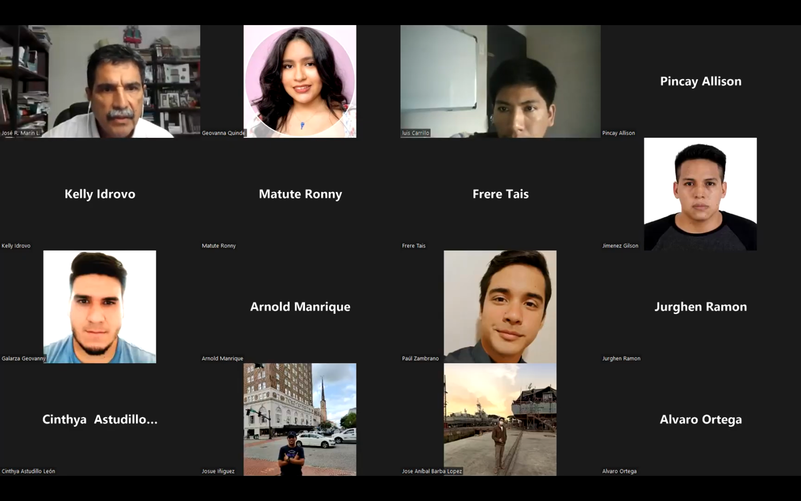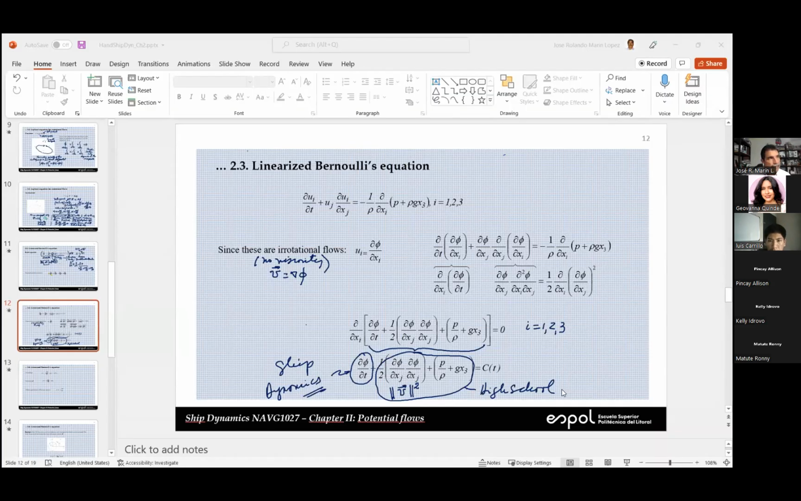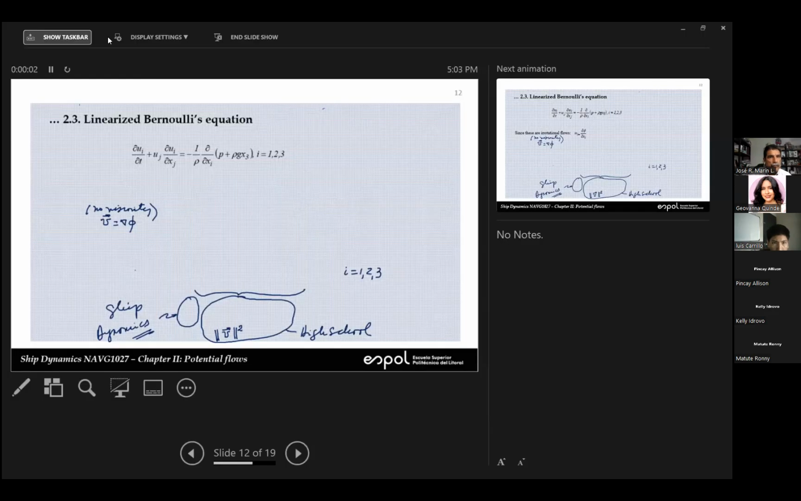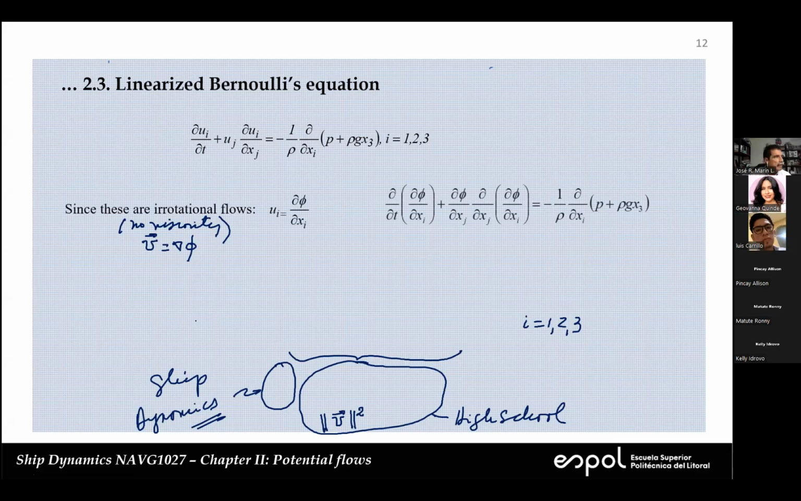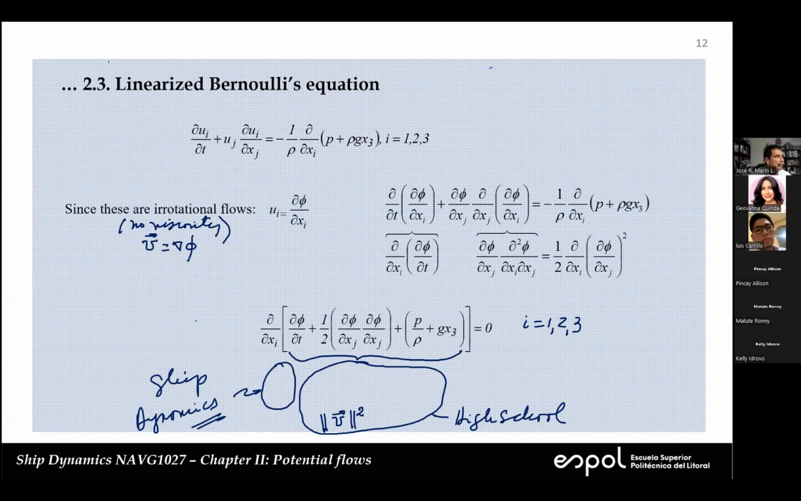Okay, we're going to continue with our exercise. Can you see my screen, full screen? Yes. People?